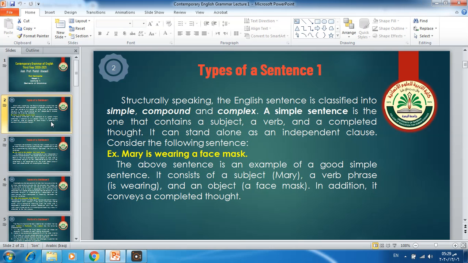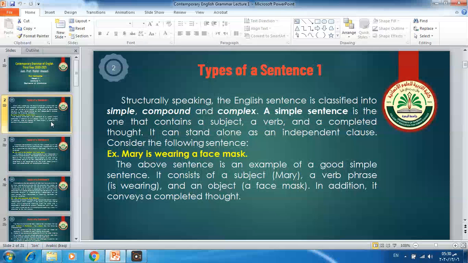Types of English sentence. Structurally speaking, the English sentence is classified into simple, compound, and complex. A simple sentence is the one that contains a subject, a verb, and a completed thought. It can stand alone as an independent clause. Consider the following sentence. Mary is wearing a face mask. The above sentence is an example of a good simple sentence.